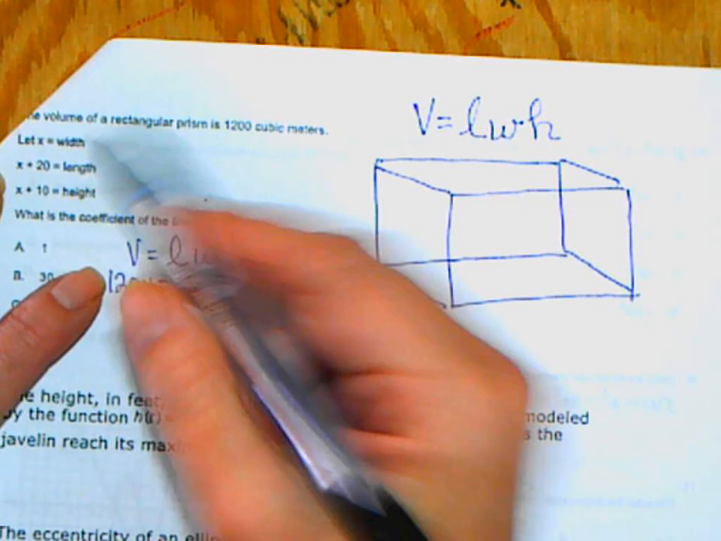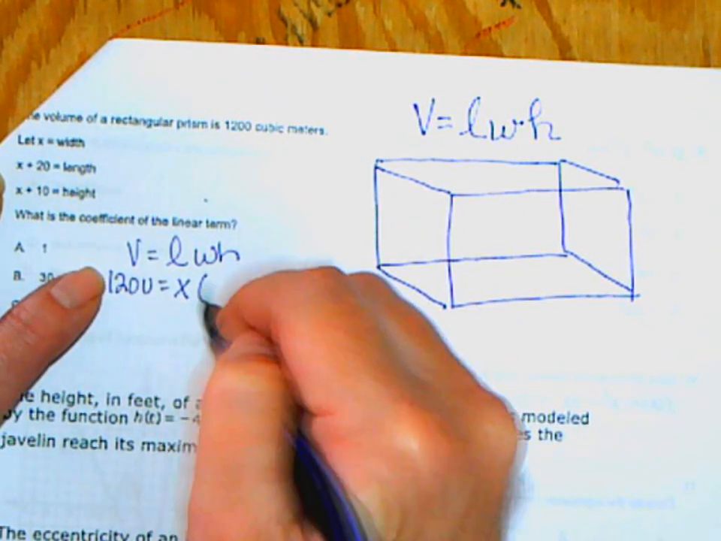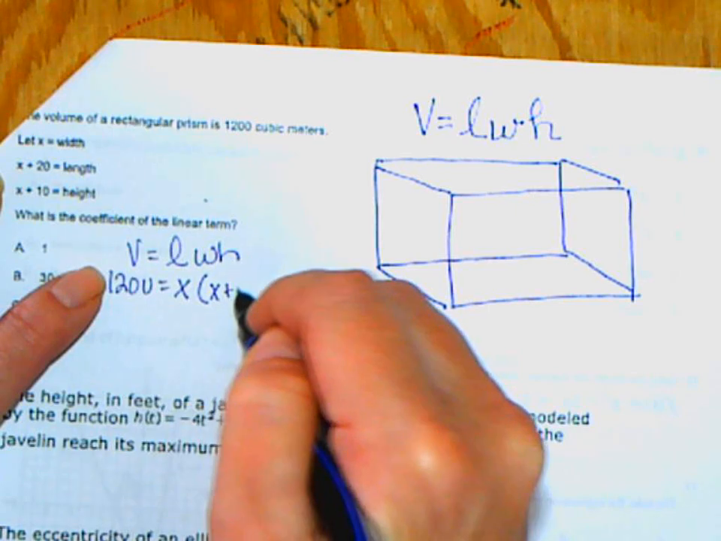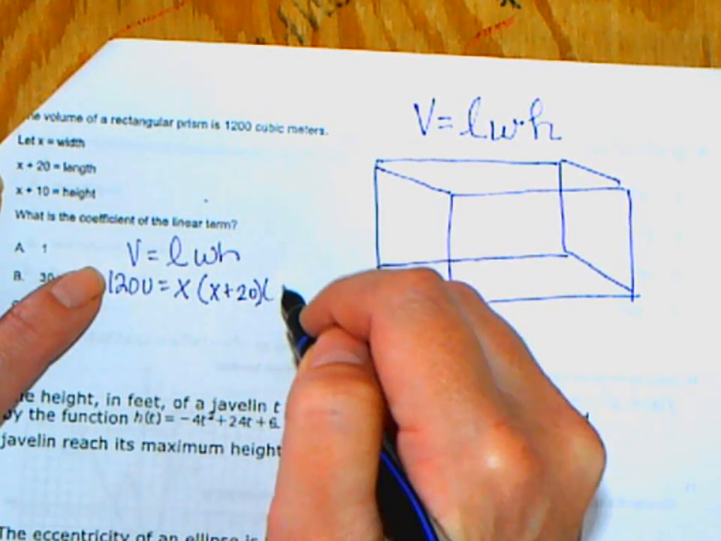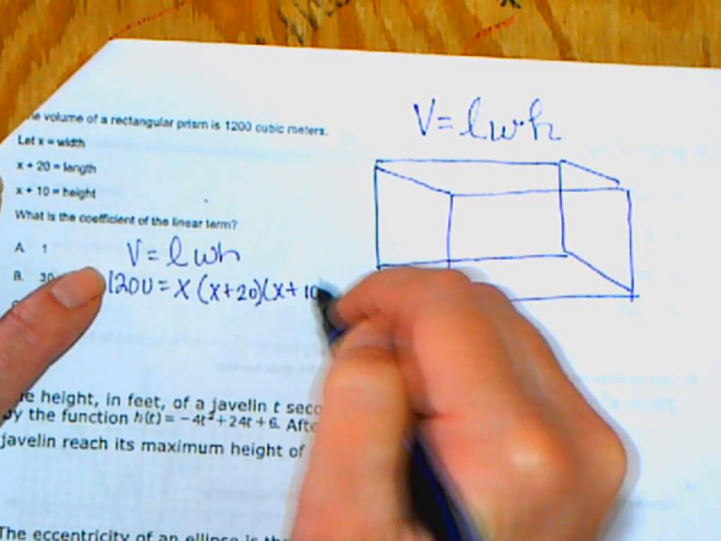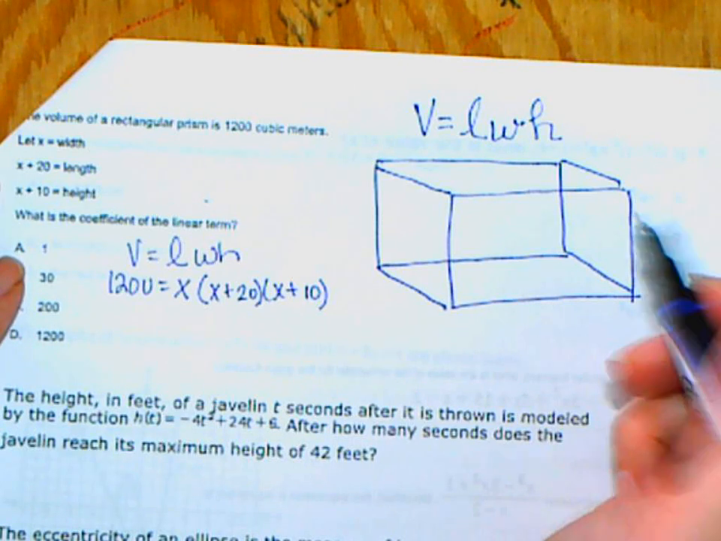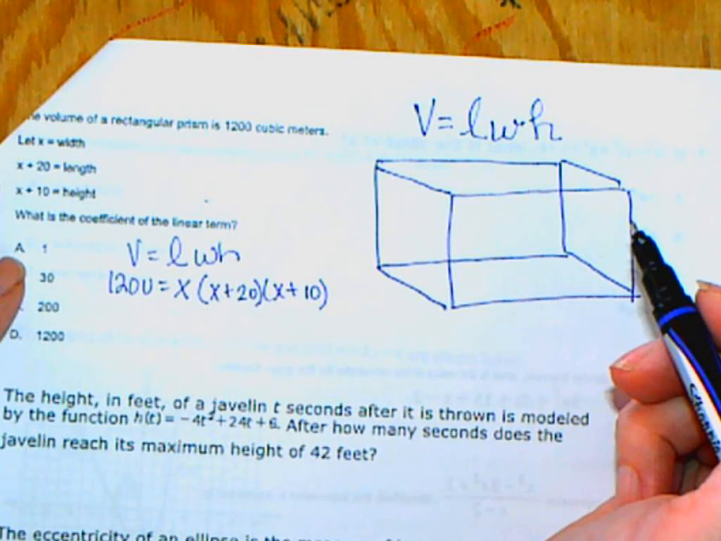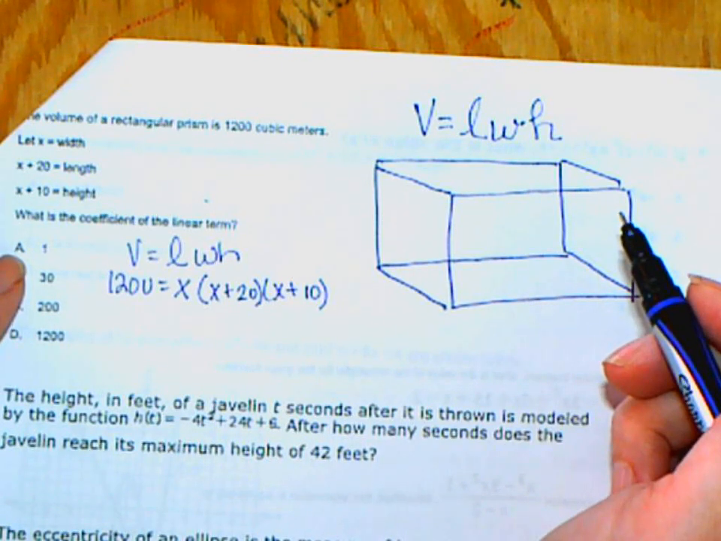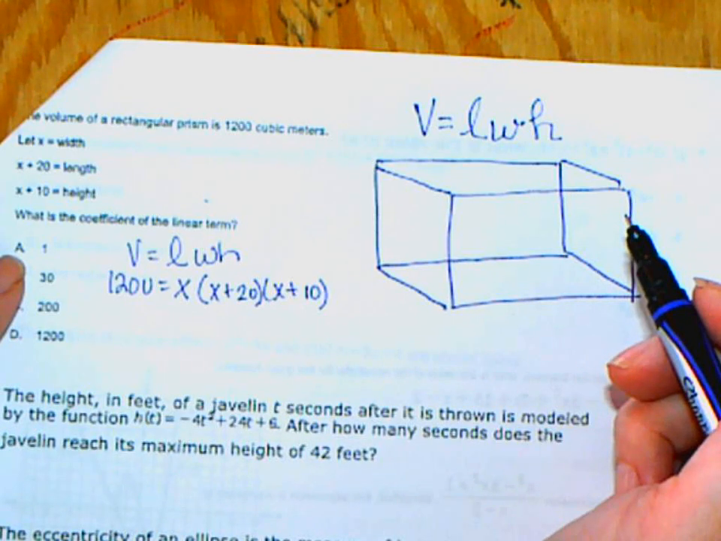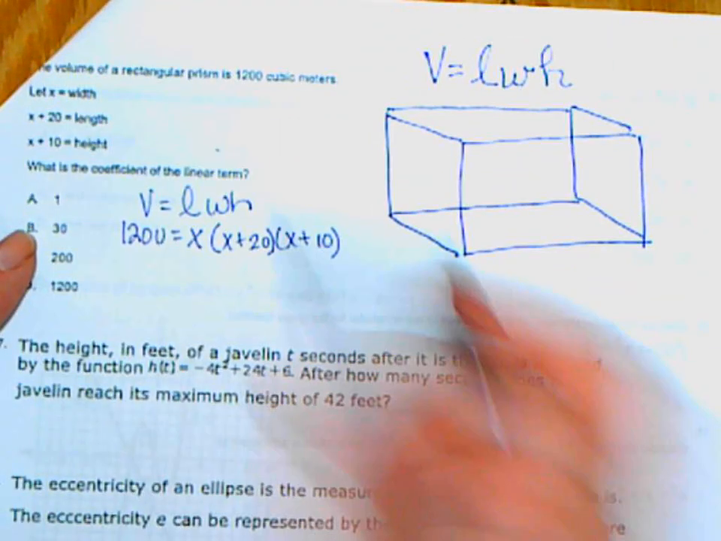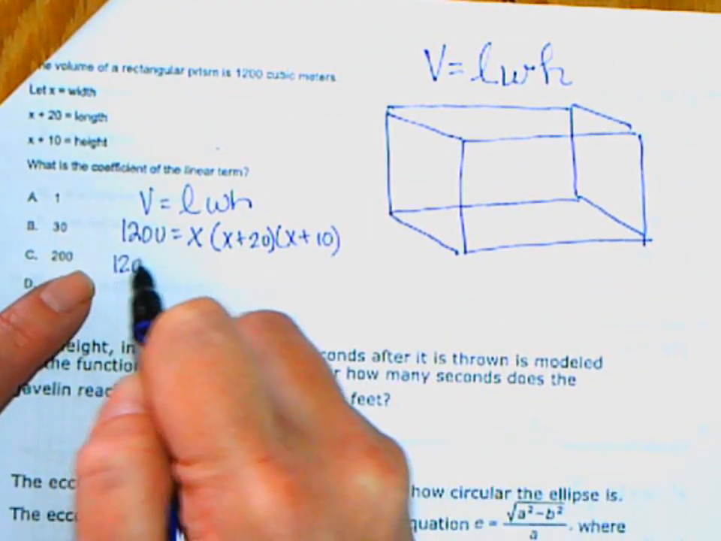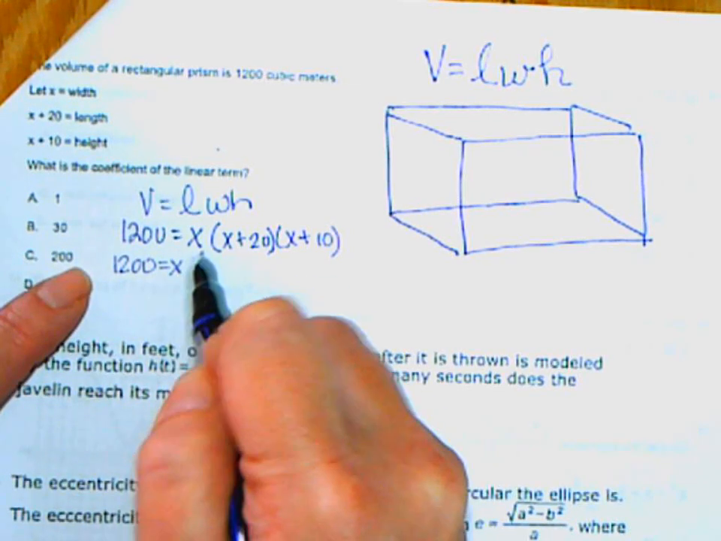I'm going to put the width first since it's just a monomial. And then I'll put length and height. So we'll find the equation for this particular prism. We'll get it all multiplied out and set it equal to 0, and then figure out what our linear term is. So what I did was I FOILed this binomial first, and then distributed the x at the end.